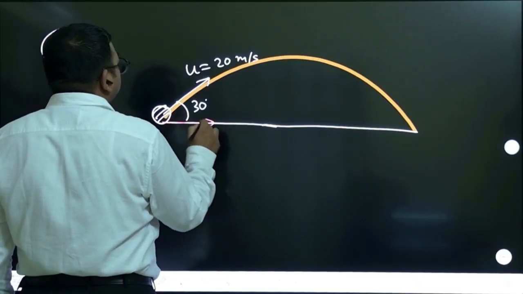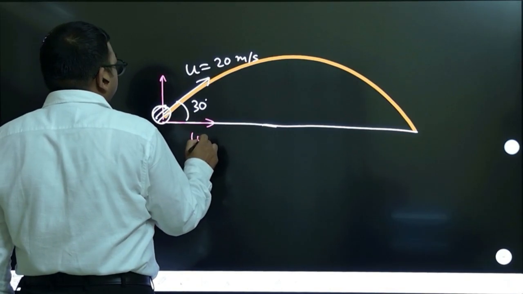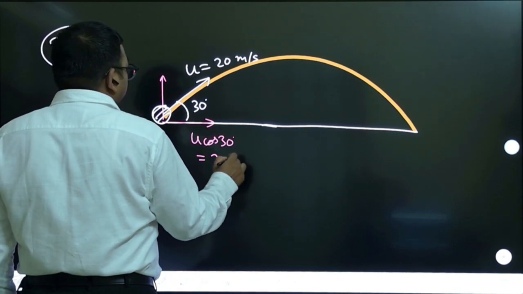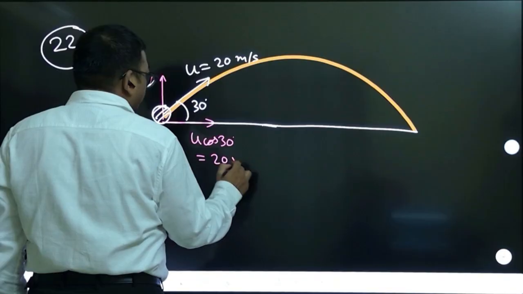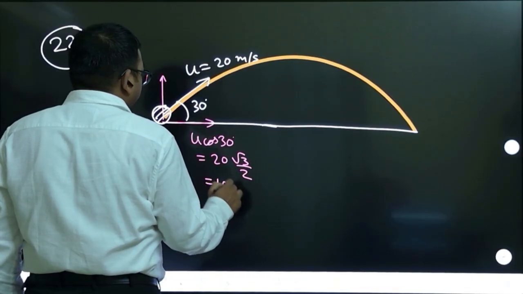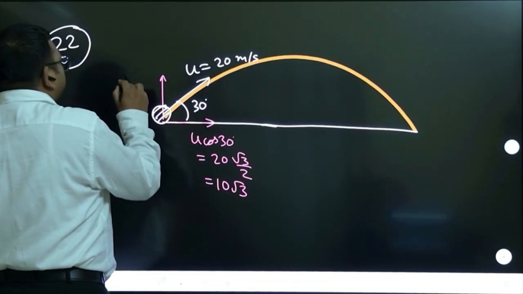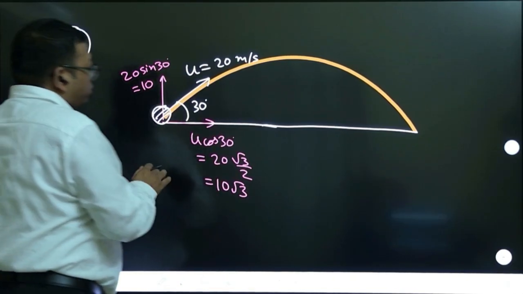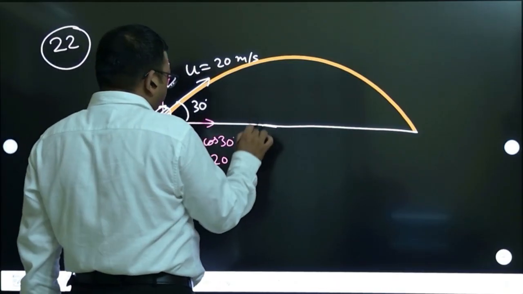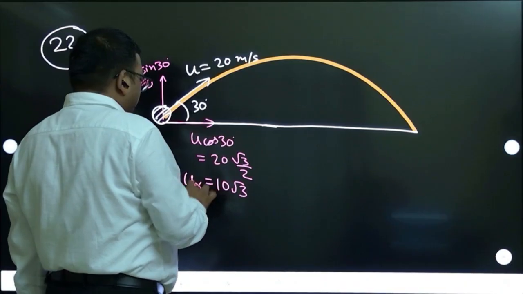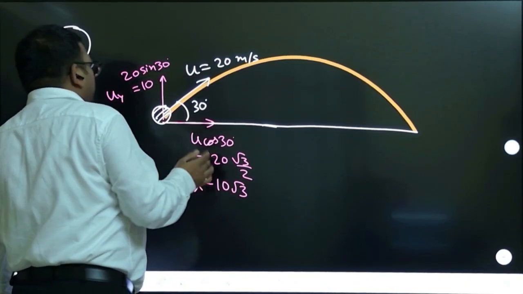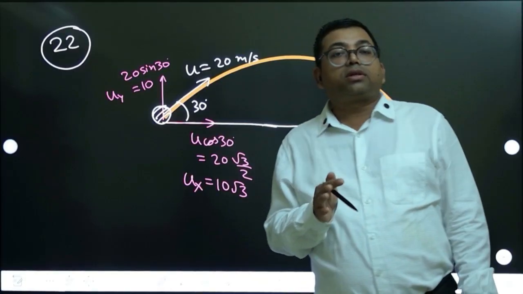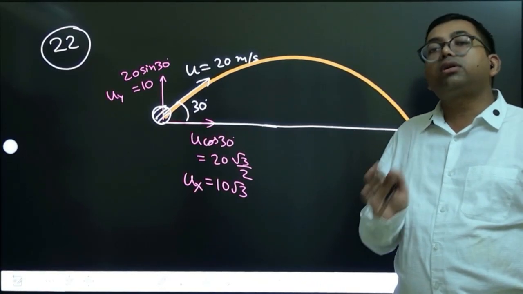So you know the components of velocity. Resolve this: u cos 30 degrees. Okay, how much will this be? 20 cos 30 degrees means 20 into root 3 by 2, so that becomes 10 root 3. Okay, and here 20 sin 30 degrees becomes 10. Okay, so you know that at any point, its horizontal component ux never changes, right? And this is uy. Only the vertical component changes, right? The horizontal component of velocity does not change, right?